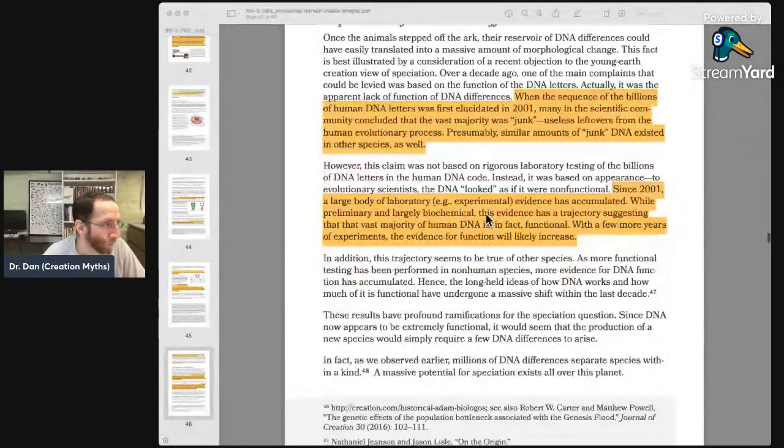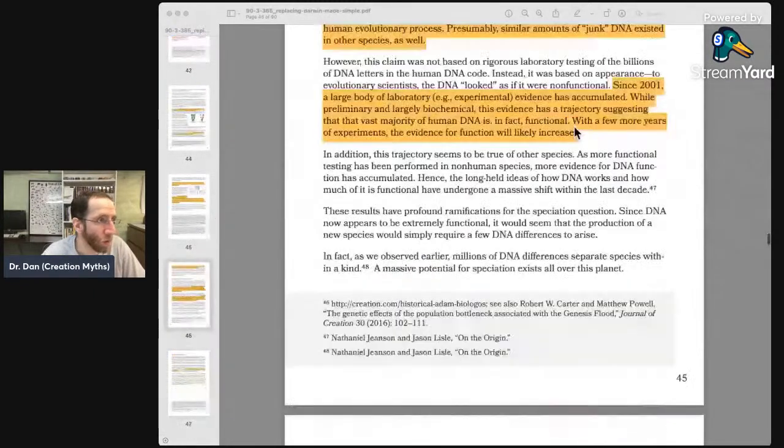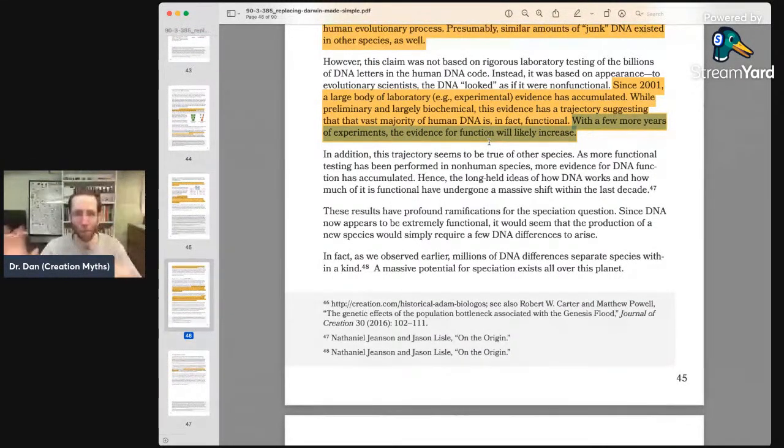Let's continue. Oh, I do want to just say this. With a few more years of experiments, the function will likely increase. That's not true. It's actually gotten smaller. In 2012, the ENCODE project said it was 80% biochemical activity. In 2014, the paper that creationists always ignore significantly revised the functional part of that downwards. So yeah, it's not going to get bigger.